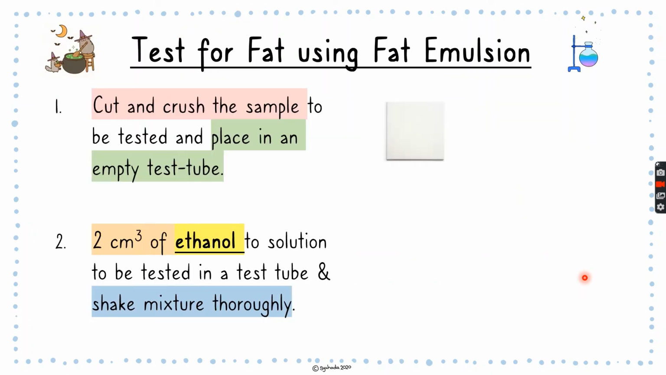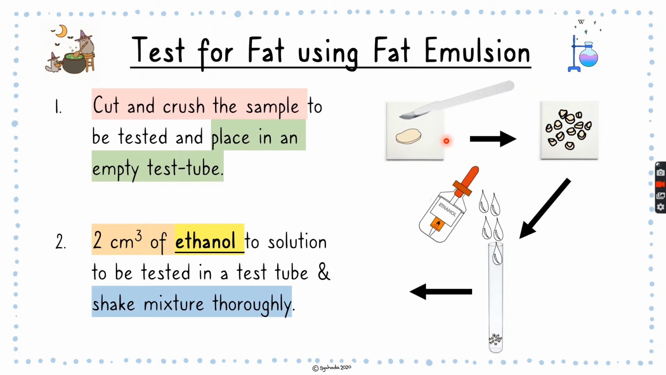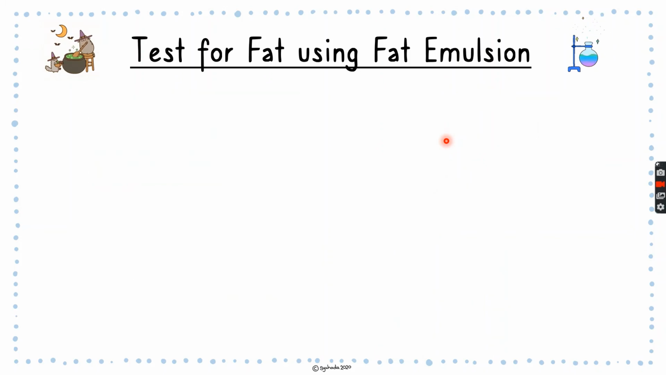For fat, you need to cut and crush the food sample, and then you place it into an empty test tube. And then after that, you add ethanol. So you have to add alcohol first when you test for fat. This is because fat dissolves in alcohol. So you put it there, and then you shake and shake and shake, and then you get your food sample.